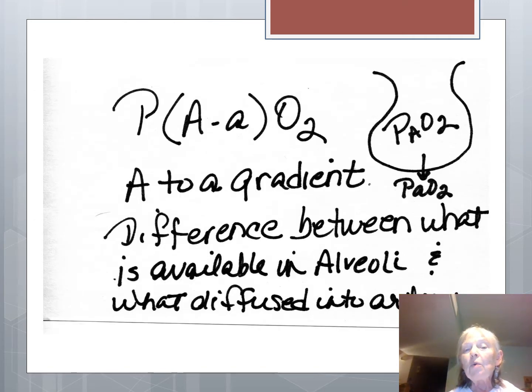We also can look at what we call the A-a gradient. This is your big PAO2 minus your little PaO2. This is the difference between what is available to diffuse and what actually diffused. When you look at the answer for the PAO2 minus PaO2, that is how much has been left in the alveolar spaces. So we're going to take the alveolar oxygen that we had and subtract the arterial from it. What's left over is what's remaining in the alveolar space at that particular point.